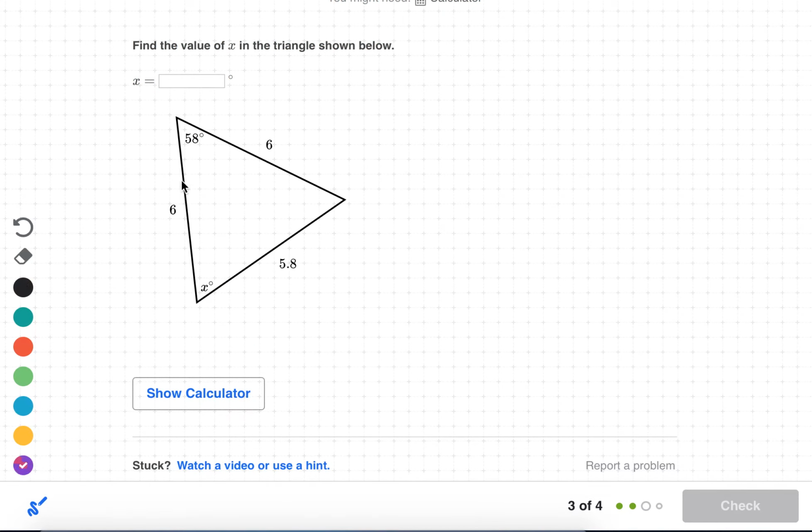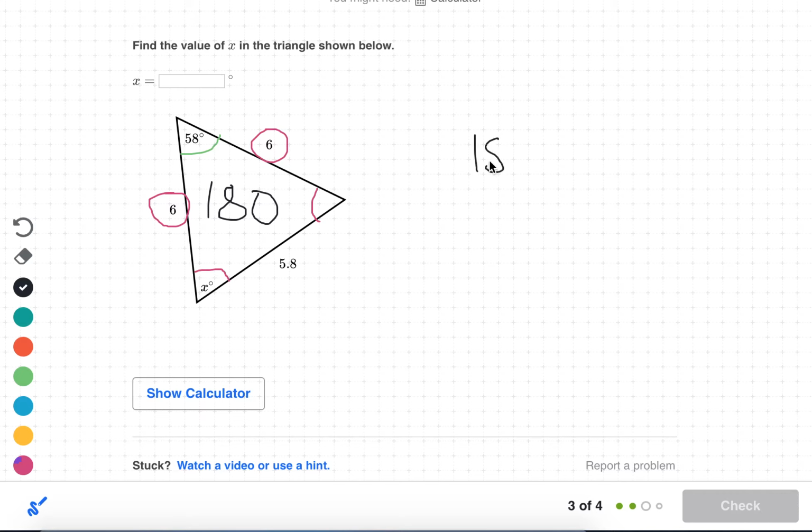Problem 3. Same exact strategy. Circle these two sixes. Those are the congruent sides. Mark the congruent angles that are across from the congruent sides. So 58 is the odd angle out, right? These two purple angles are equal. 58 is different. We know that the three angles add to 180.